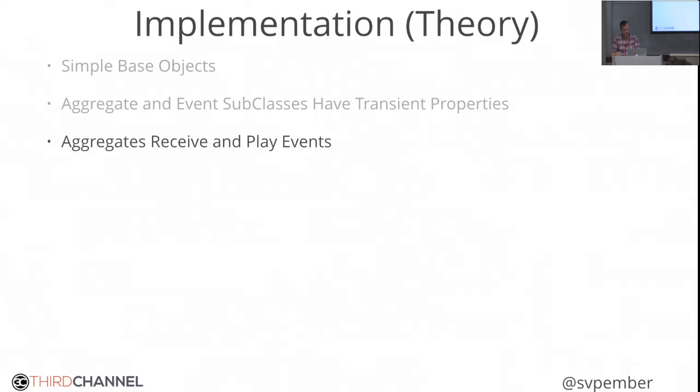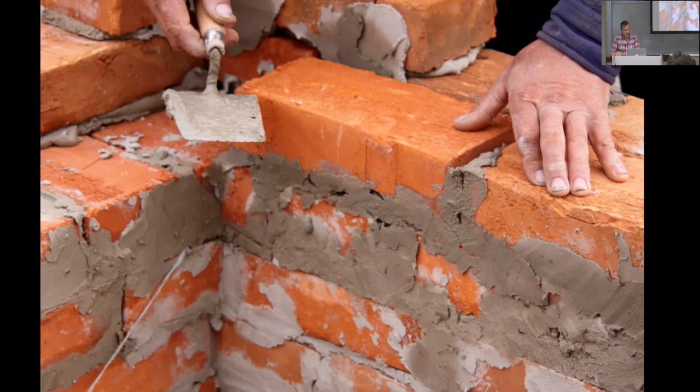So, a key point: aggregates receive and play events. I'll get into what that looks like in a minute. Events modify aggregates. It's almost like a visitor pattern, I think. As events are generated, they are applied to the aggregate, and the aggregates are built up, or in the case of loading the aggregate from history, built back up, event by event.